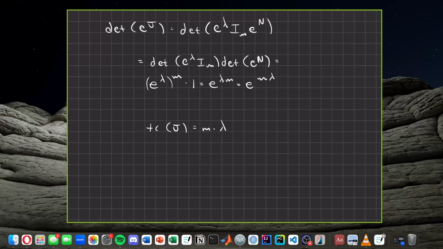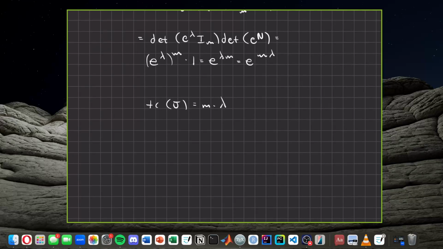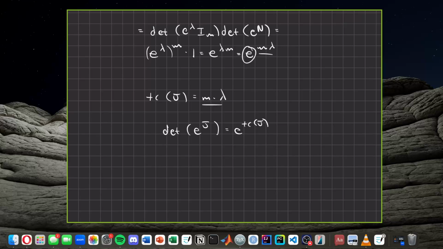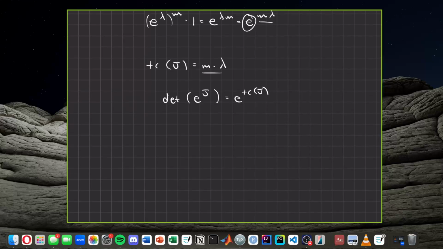So we can use this now to fill out our equivalency. The determinant of e to the J is just e to the trace of J. This is m lambda, so all we need is this e right here. So we've shown that the determinant of the exponential of a Jordan block is the same as the exponential of the trace of that Jordan block.